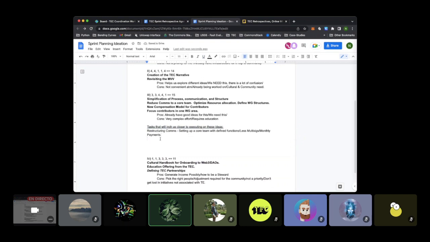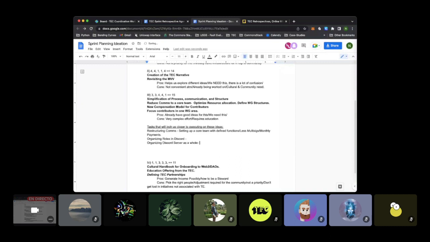I have two. Well, they are kind of related. One could be organizing roles in Discord. I think that could be really easy and could have an impact. And part of that is maybe reorganizing the Discord server as a whole, restructuring it and replanning it. Maybe that's a more complicated thing, but maybe we could initiate with a cleanup of some sort. Yeah, just maybe defining purposes for the channels. Yeah, based on that, start the restructure. Okay.